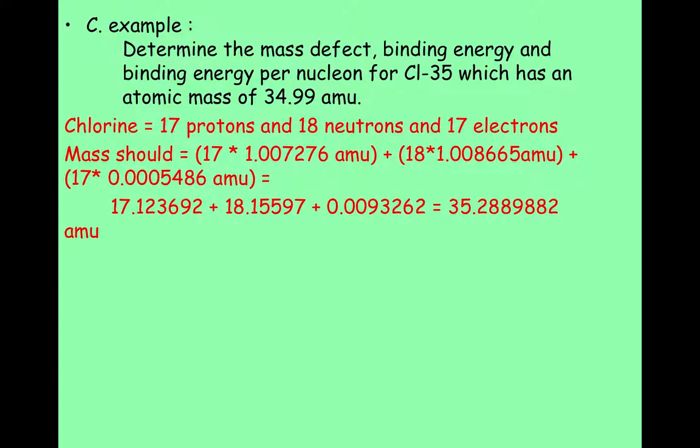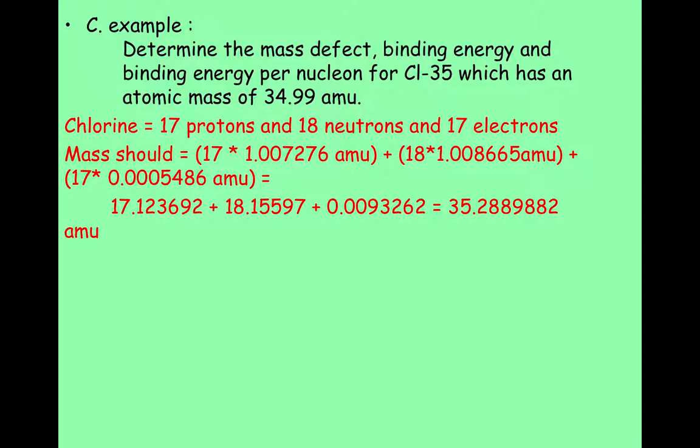Now, the next step here is to calculate what the mass should be for this chlorine-35 atom. It should be 17 protons times the mass of the proton, 1.007276 AMU. The mass of the proton will be given to you anytime you have to do a problem like this, so you don't have to memorize it.